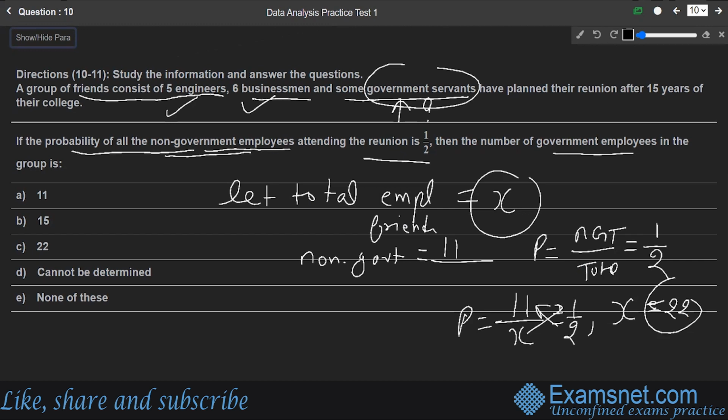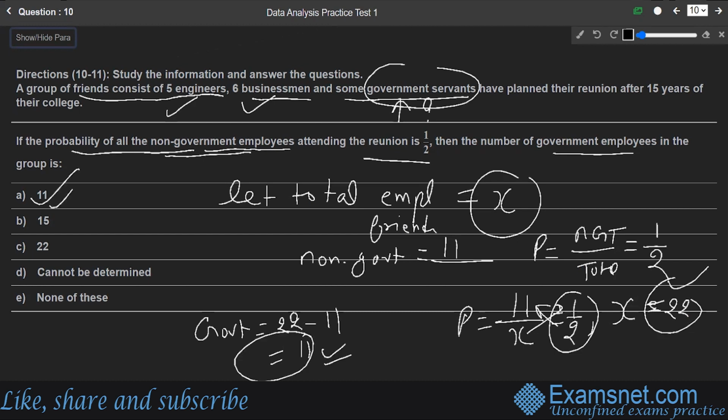Total employees are 22. So how many should be the government employees? Obviously the government employees will be half of the total employees. That's why the probability was 1 by 2. So the number of government employees will be 22 minus 11, which is again 11. So the total number of government employees is 11. Option A is the right answer.